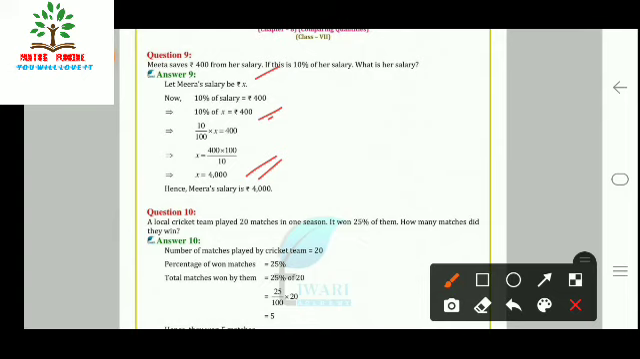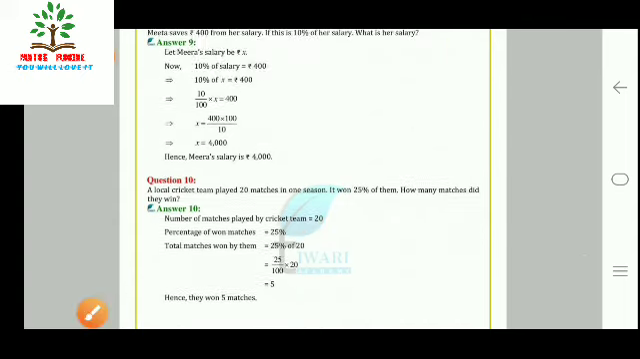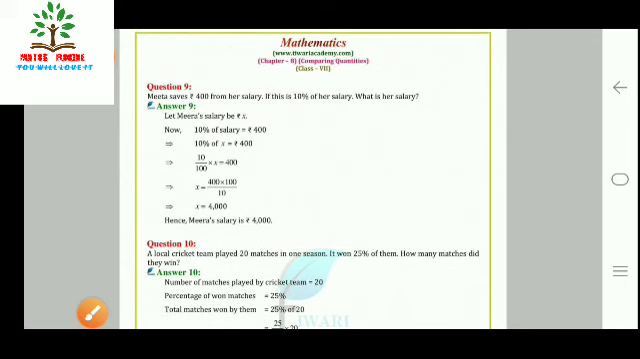Then question number 10. A local cricket team played 20 matches in one season. It won 25% of them. How many matches did they win? So they played 20 matches, and the percentage of winning is 25%. So 25% of 20 is 5. So it means they won only 5 matches. In this way we have completed exercise 8.1 and 8.2.